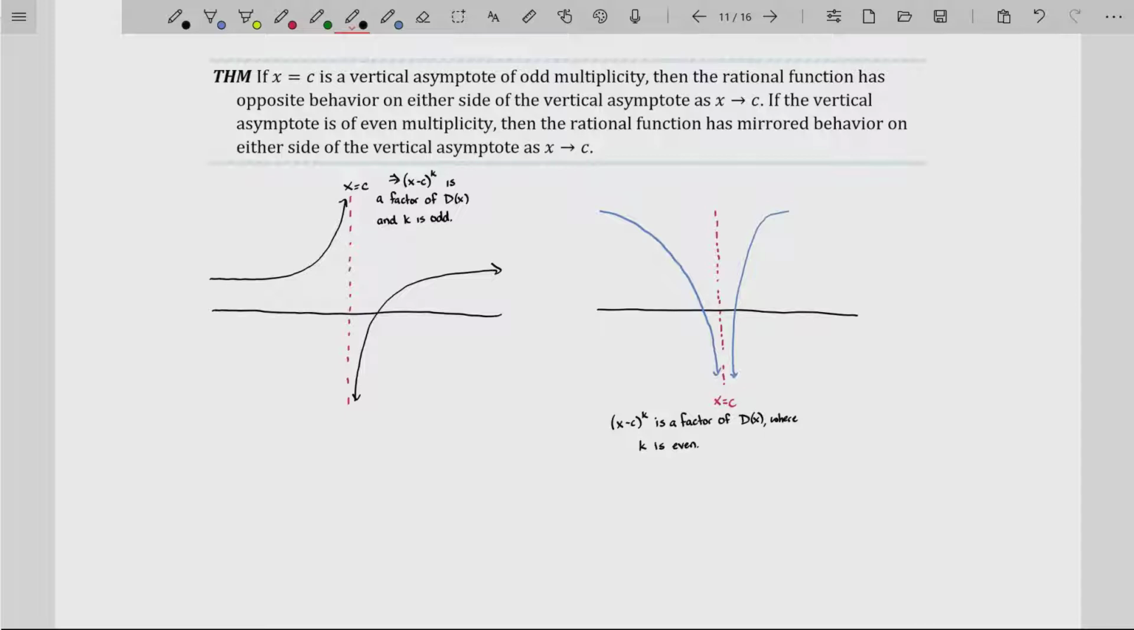So falling on one side implies falling on the other. Odd multiplicity just implies opposite behavior. That really helps out when you're graphing, because then you could say something like, well, I know that it's going to infinity from the left-hand side. The multiplicity is odd, so it must be jumping down to negative infinity on the right-hand side. That's going to be super powerful when we graph.